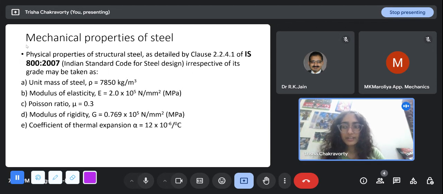This is again relevant not so much in concrete as in steel, because steel doesn't have a very high coefficient of thermal expansion, so that doesn't come into the design a lot. But in steel structures, it is important.